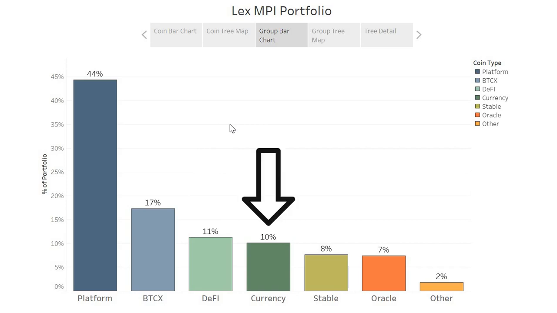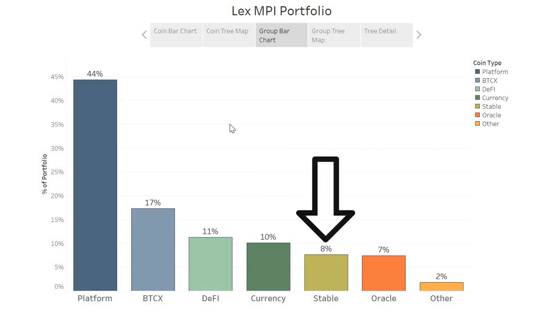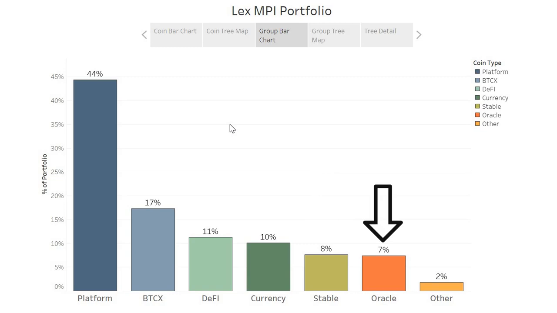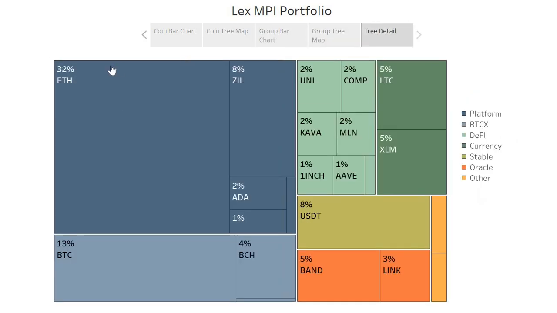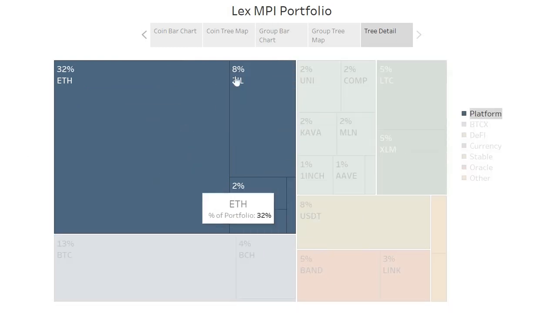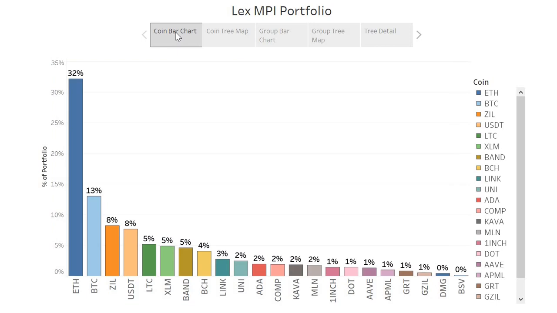We have the currencies, so your currency replacement coins or remittance coins, so your XLM, Ripples, what else is in the currency? Oh, Litecoin will be in there also. Stable coins, USDT, DAI, those sort of coins. Oracle solutions, so that's Chainlink and Band Protocol, and then other, so those are the coins that haven't really got a space per se. Then I go through the tree map, and then the crypto in each space. So in the platform plays, how that's been broken down. So back to the first page with all my coins.